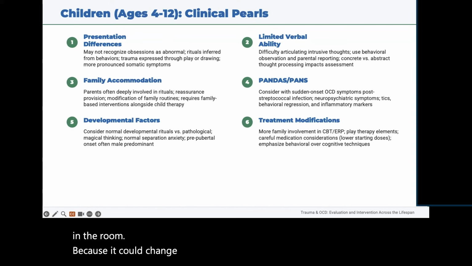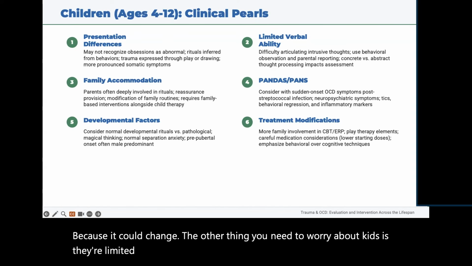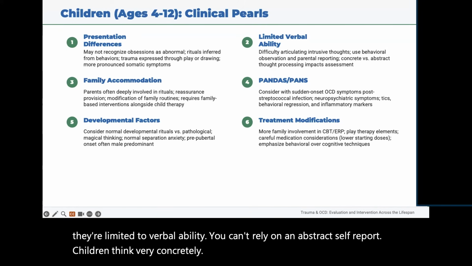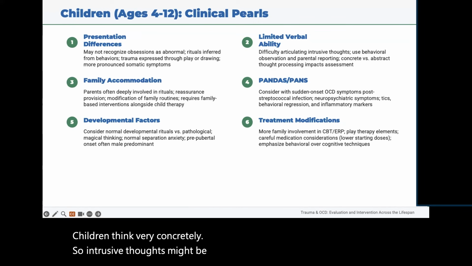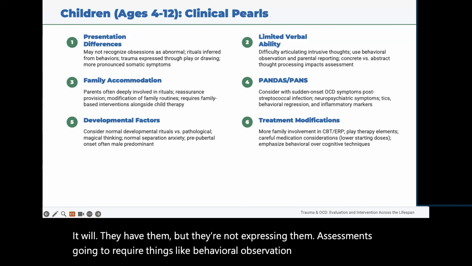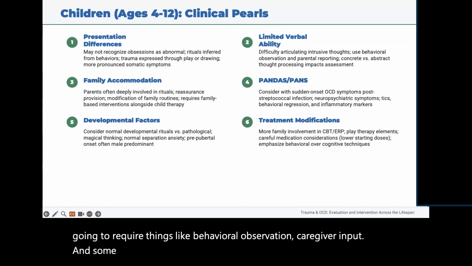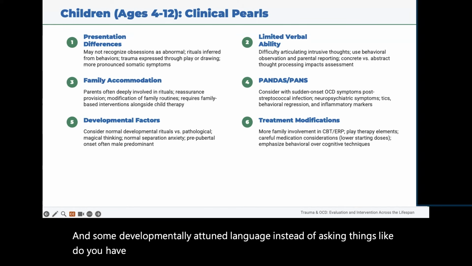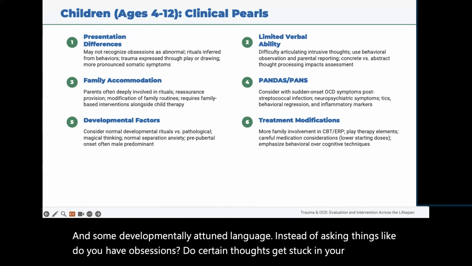The other thing you need to worry about with kids is their limited verbal ability. You can't rely on an abstract self-report. Children think very concretely. So intrusive thoughts might be described as bad pictures or sticky thoughts, or not at all. Well, they have them, but they're not expressing them. Assessment is going to require things like behavioral observation, caregiver input, and developmentally attuned language. Instead of asking, do you have obsessions? Ask, do certain thoughts get stuck in your head even when you don't want them?